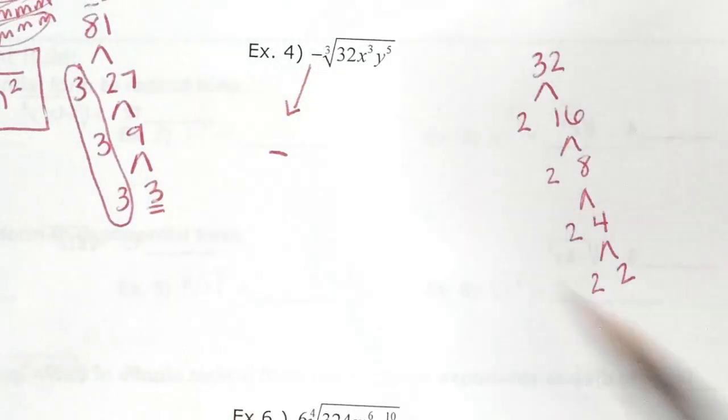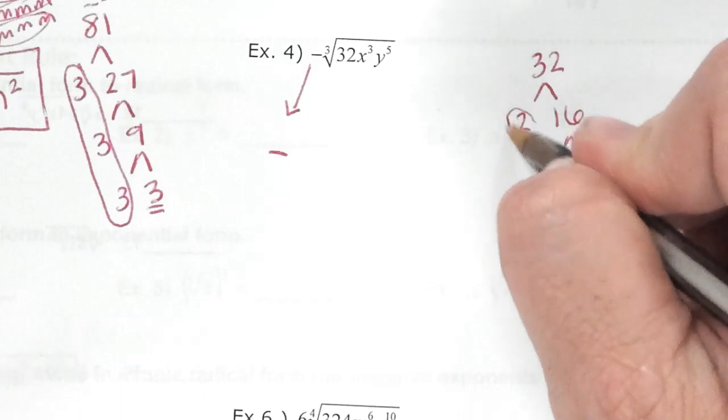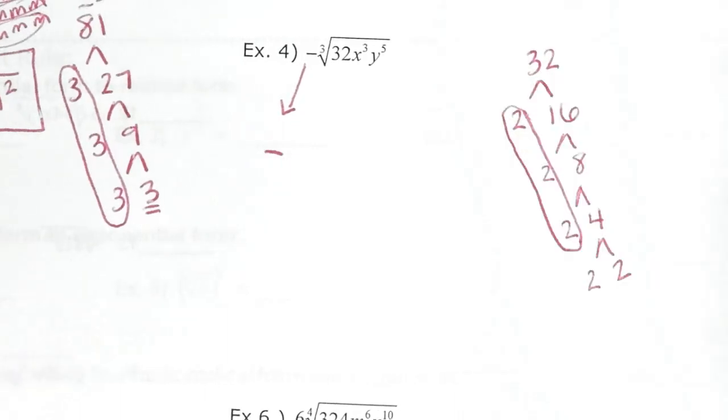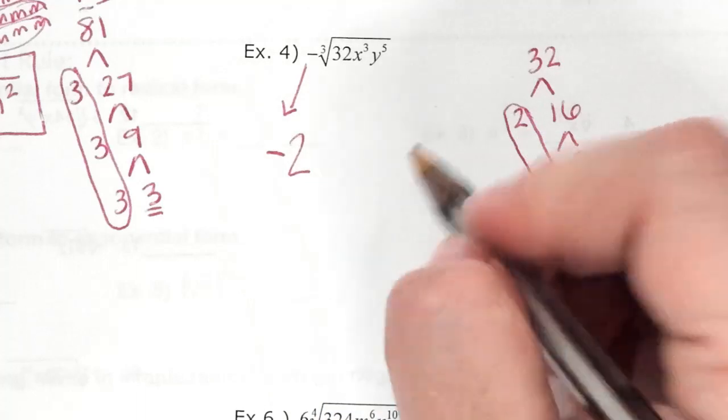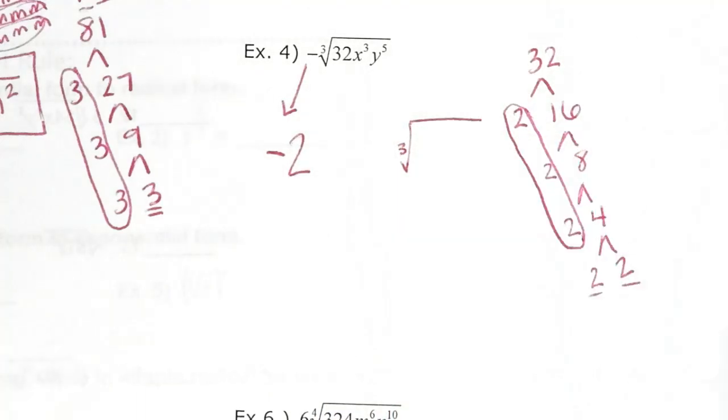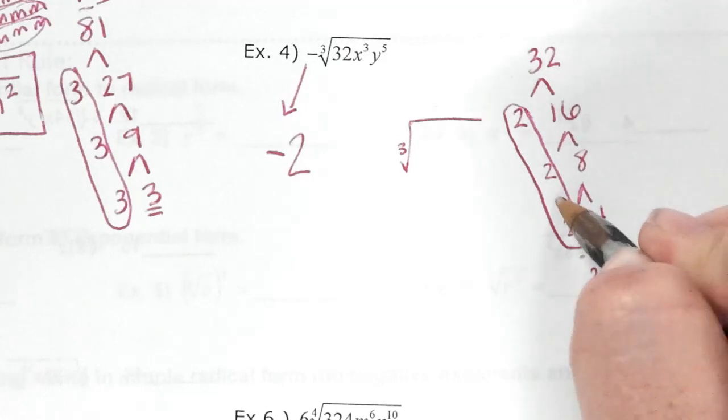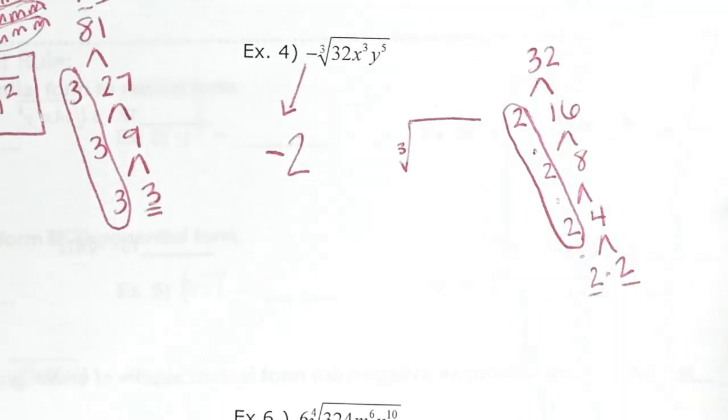This is a cube root, so I need something to match 3 times. So I have 1, 2, 3 2s. And I have 2 2s remaining. They don't have a third one to circle, so I can't circle them. So I'm going to take a 2 out. But what do I have to put back in my house? 2 2s. And these are factors because it's our factor tree, which means I'm multiplying. What's 2 times 2? So I put a 4 back in the house.